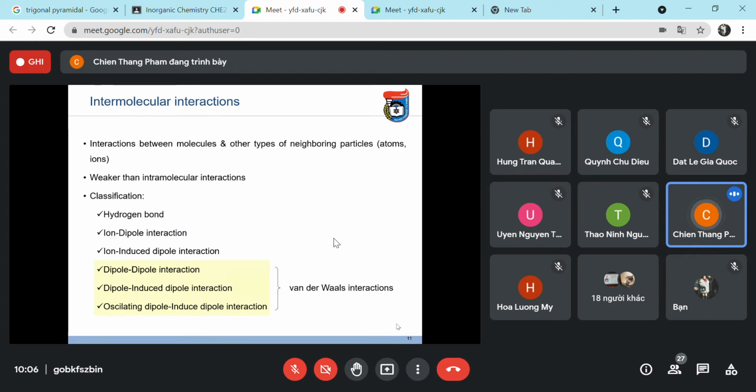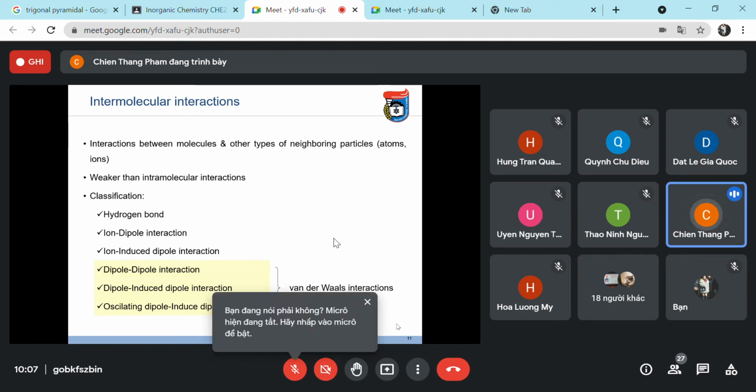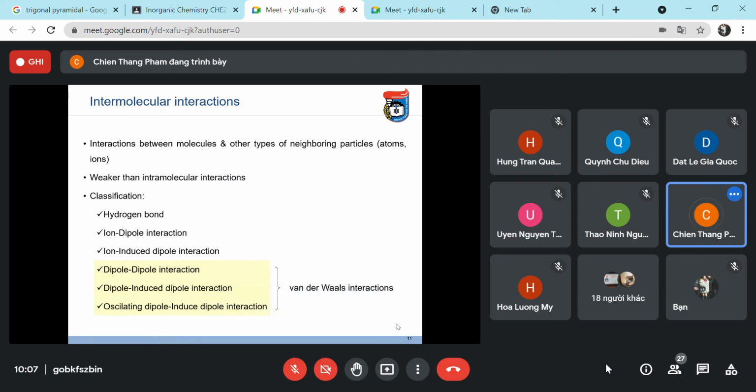For example, the physical state, whether a liquid, solid, or gas form of the chemical, or when you would like to compare the boiling point and the melting point of chemicals together. The intermolecular interaction can be divided into 6 subtypes. The first one is hydrogen bonds. This one is a very special bonding.